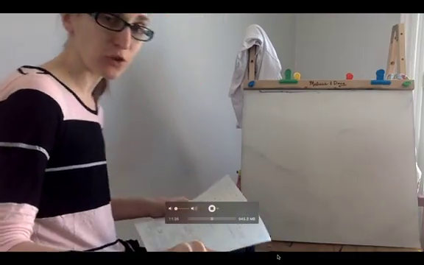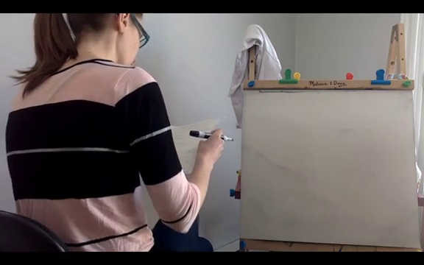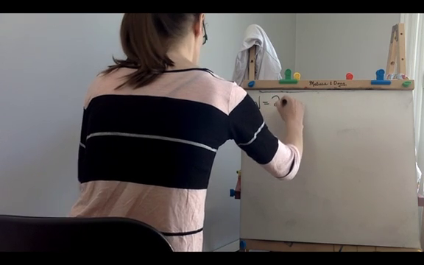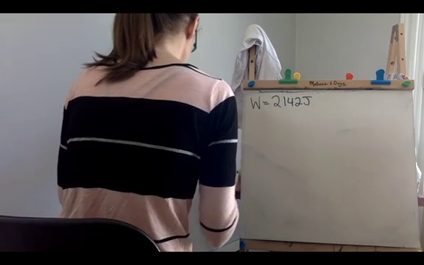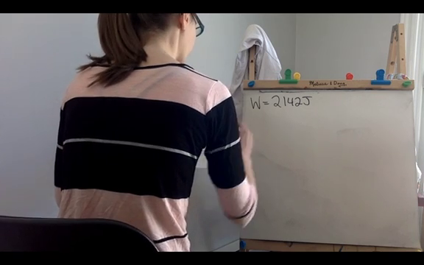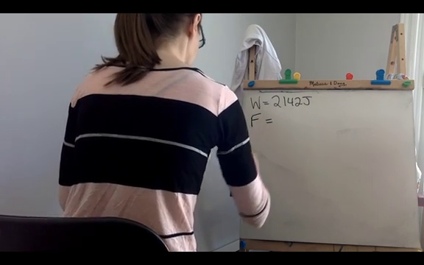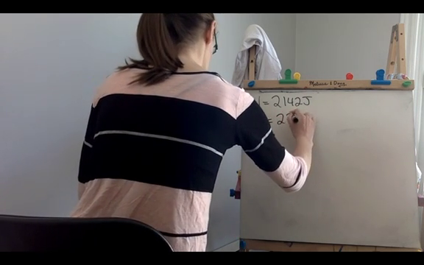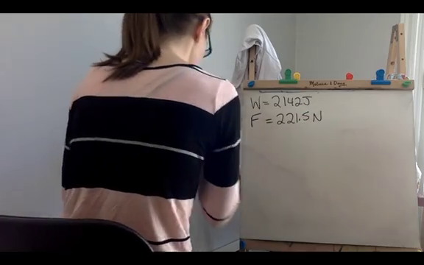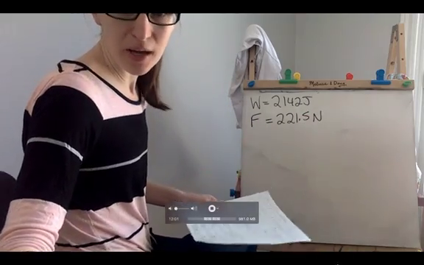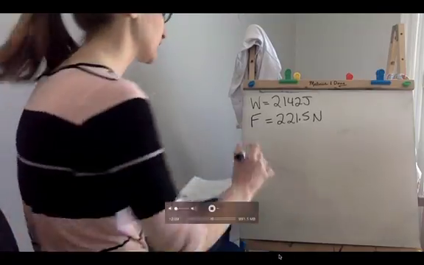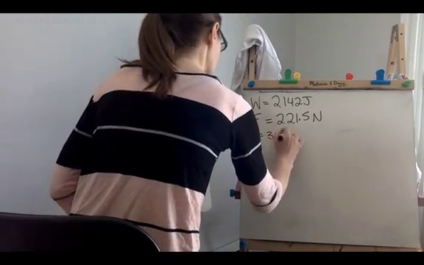So what we know from this first one is that the work done by Jacob in pulling his red wagon was 2,142 joules. We know that the force applied when pulling was 221.5 newtons. And if we go back quickly to the question, it was being pulled at an angle of 39 degrees with the horizontal. So we know that the angle being used is 39 degrees.